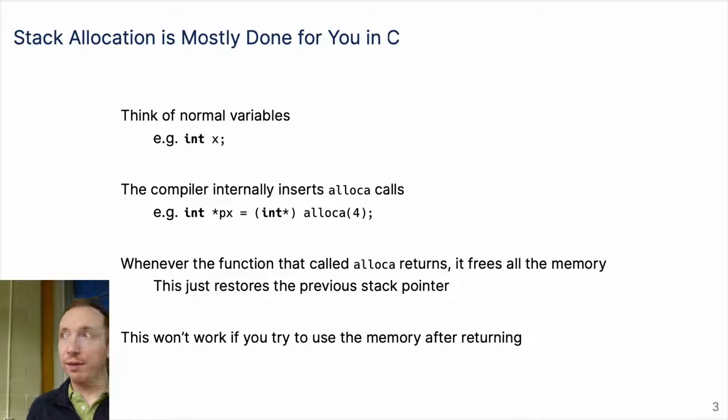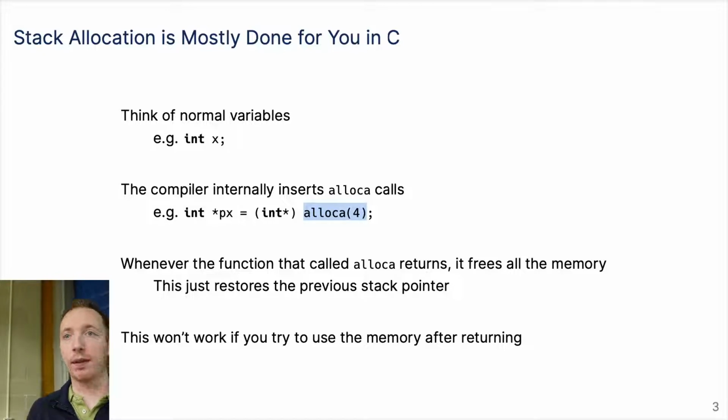So if you think of a normal variable just in a function, you have int x or something like that. Well, that's 4 bytes. So that's going to be allocated 4 bytes on the stack. But what you don't know probably is that there is a special function call the compiler inserts for you, so you don't actually have to write that, called alloca, not malloc. So alloca will allocate memory for you on the stack, and it takes an argument, which is the number of bytes to allocate.